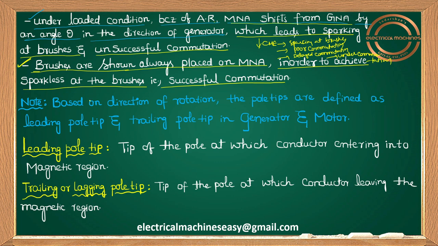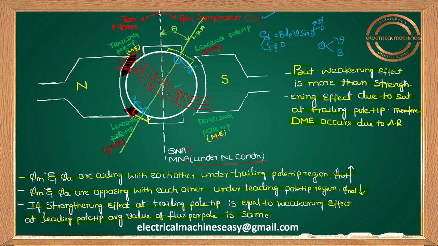And these are the definitions for your trailing pole tip or leading pole tip. If you want, you can study them. It's a very simple definition I have given. Try to study that. And let us see, guys, how we can reduce the cross magnetizing effect, how we'll reduce sparking, how we'll improve commutation by shifting brushes along the MNA.